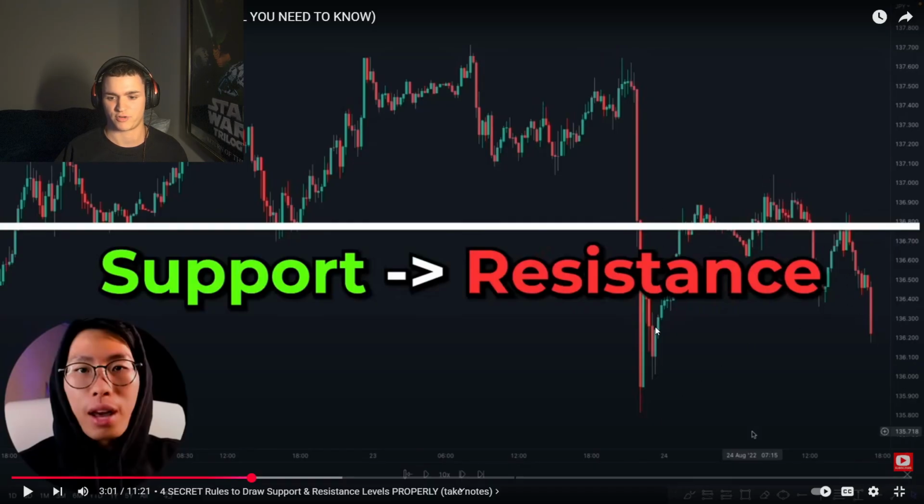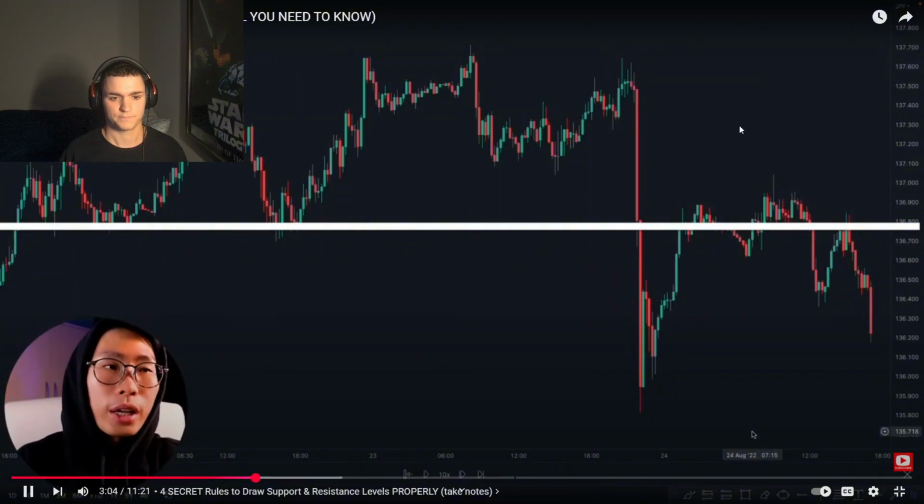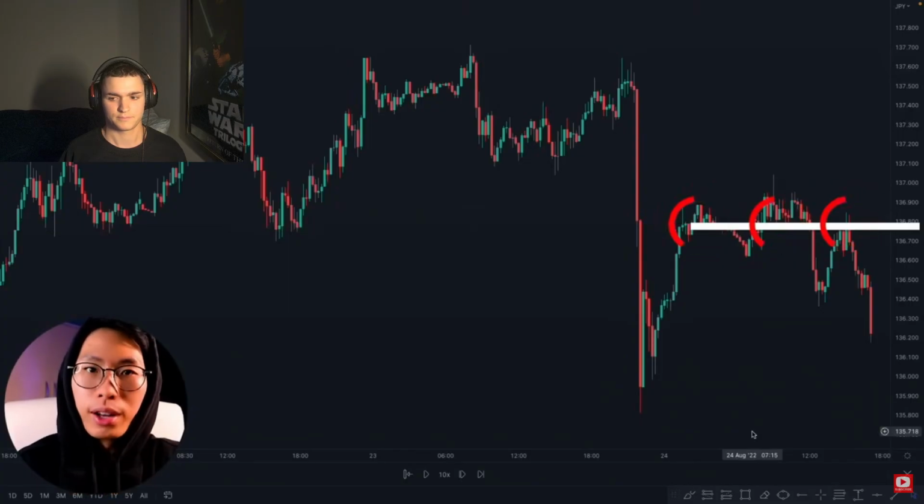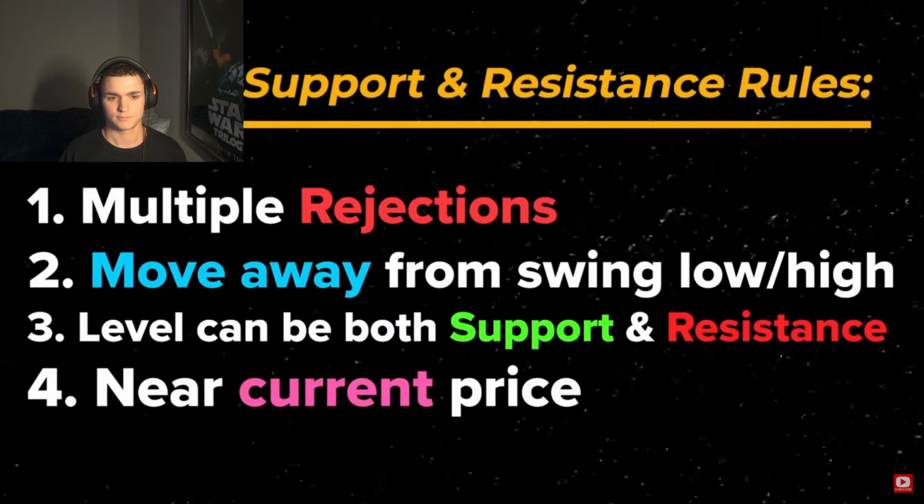Remember, market moves from external to internal to external. Level is acting as your resistance level. You can see right now, price is unable to break past this resistance level, which used to be the support level. Next, the levels must be near the current price.